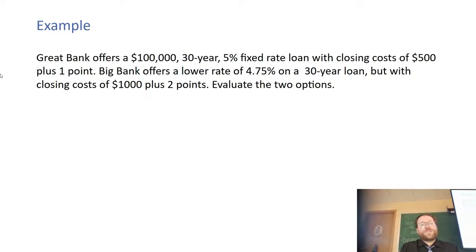Great Bank offers a $100,000 30-year 5% fixed rate loan with closing costs of $500 plus 1 point. Big Bank offers a lower rate of 4.75%, but with closing costs of $1,000 plus 2 points. Evaluate the two options. Which of those do you think would be the better choice? Second one? Chances are I'd go with the second one.